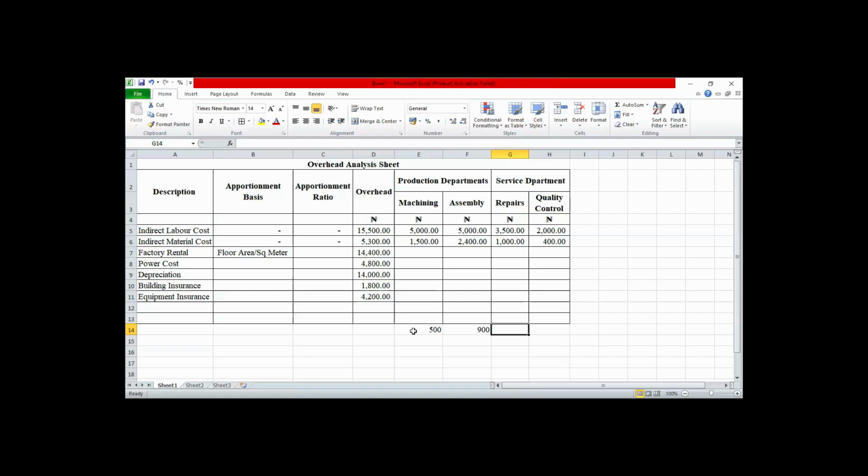How about the repairs? 100. That one is 100. What about quality control? 300. 300, right? Yes, sir.